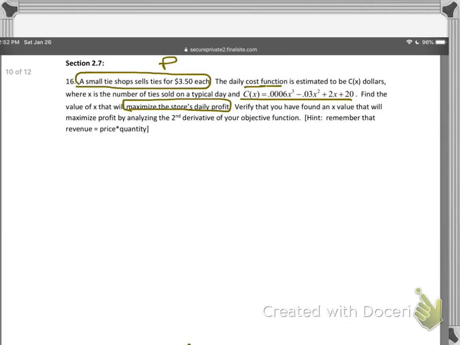Remember that revenue is price times quantity. So let's see. We want to maximize profit. So what does profit equal? Profit has to equal the total revenue I make minus how much it costs me to make that revenue.